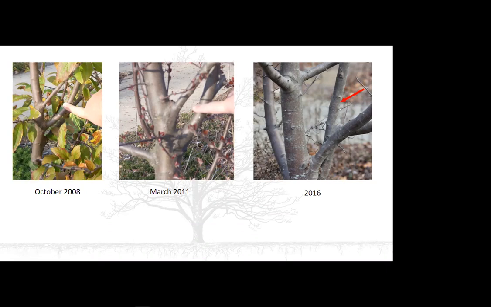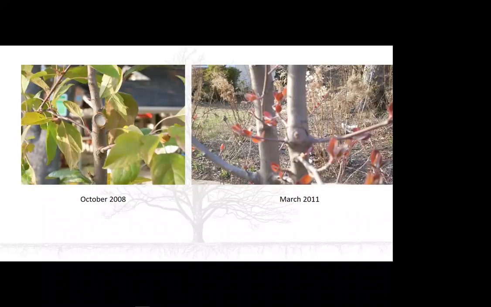But it's no longer threatening to be a codominant leader because I made that reduction cut and slowed down its rate of growth relative to the other leader. In terms of what happened with that cut, this is what it looked like in October of 2008. By March of 2011, it had completely healed over, and there's no 2016 picture because I can't find the wound anymore. I don't know where I made that cut exactly.